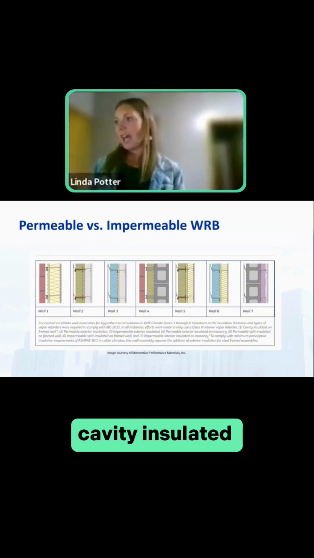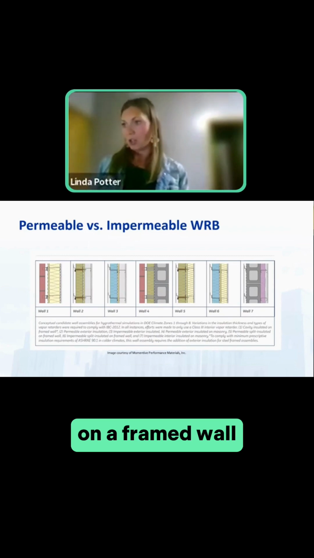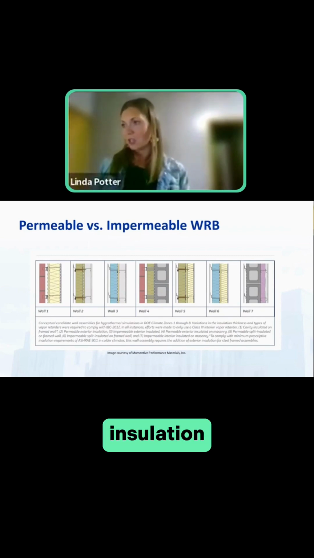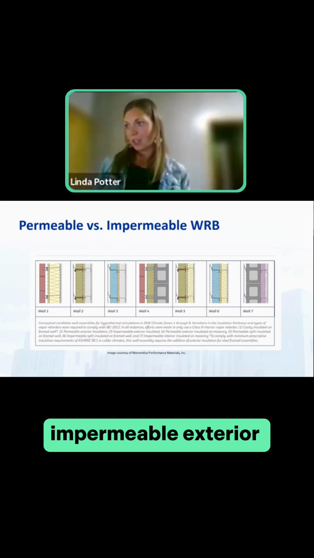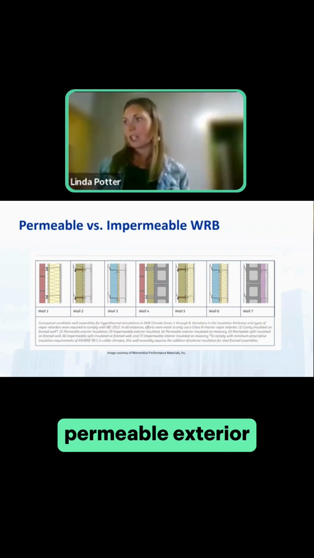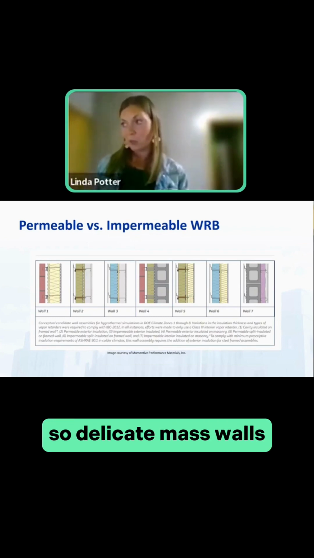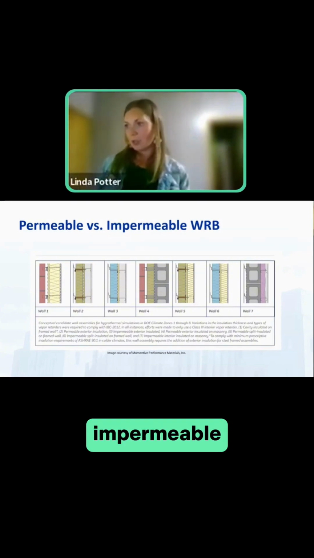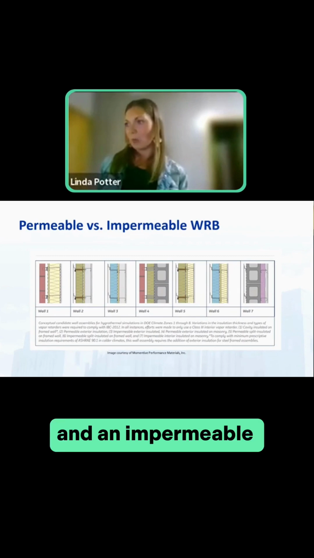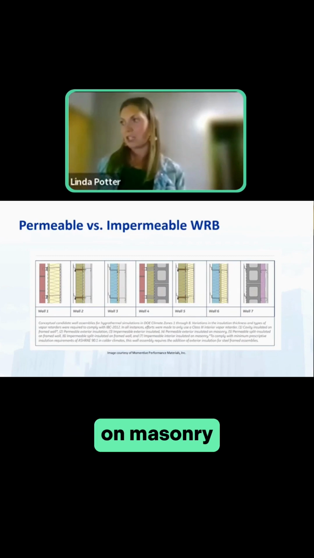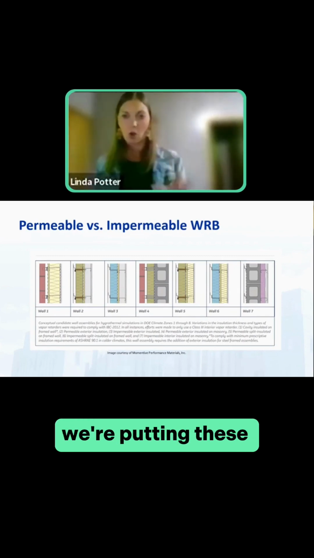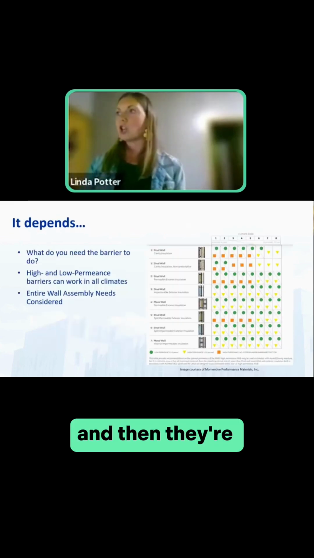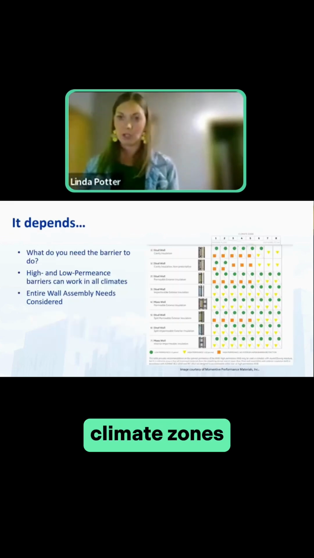You're looking at here, cavity insulated on a framed wall, permeable exterior insulation, impermeable exterior insulated, permeable exterior insulated on masonry. So we're looking at mass walls, permeable split insulated on framed wall, impermeable split insulated on framed wall, and an impermeable interior insulated on masonry. So there's a lot of different ways we're putting these walls together. And then they're looking at it between the 8 different climate zones.